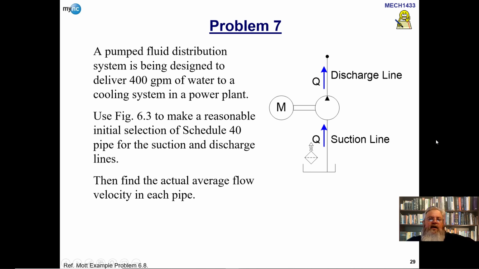All right, I think one more of these, and that is this is a cooling system, a big one.